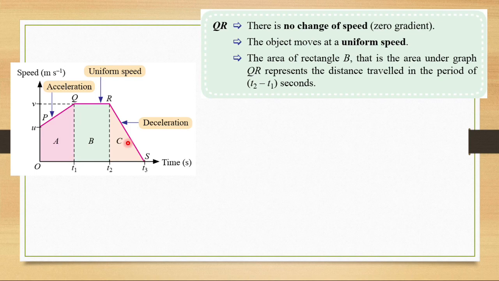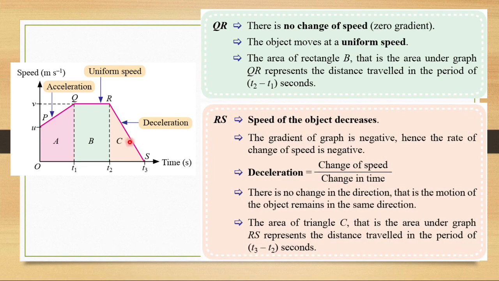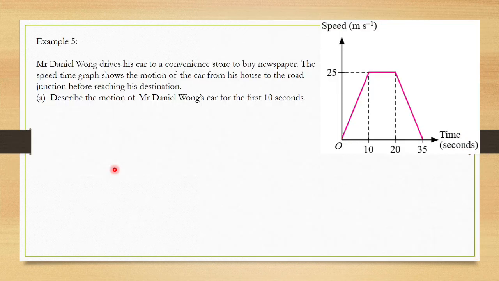Okay, then we look at C here, the triangle. When it is going down, it is deceleration. So the gradient here is negative, meaning that the change of speed is also negative. Okay, so when it is going down, it's deceleration. To find out how much is the deceleration, it is the same as acceleration. It is the change of speed over change in time. Okay, and then there is no change in the direction. That is, the motion of the object remain in the same direction. Okay, and then the area here, it represents the distance traveled from T3 minus T2 second. Okay, you understand everything? If you don't understand, you can refer back to your textbook. It's in your textbook.